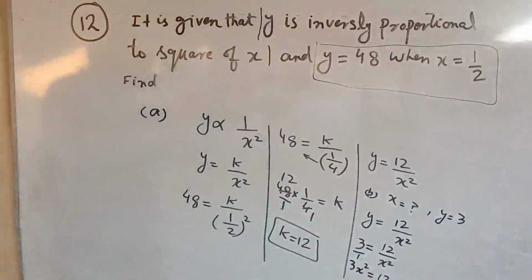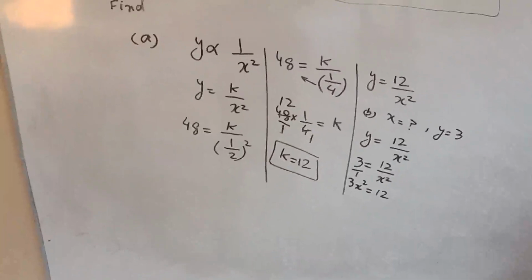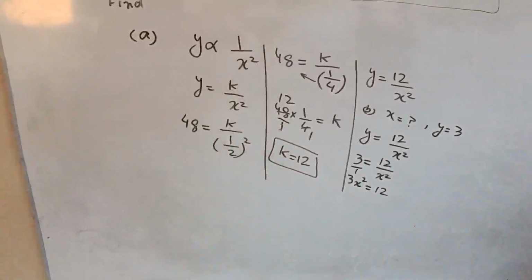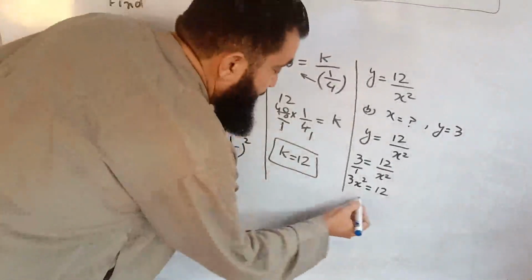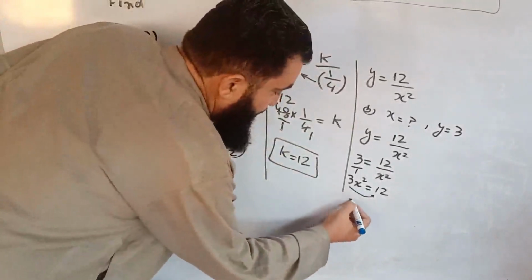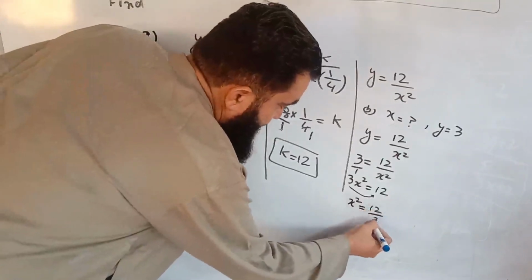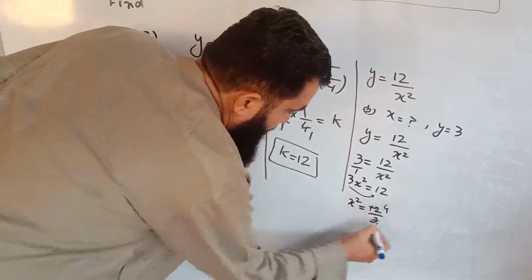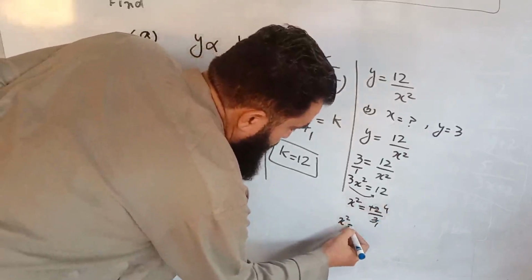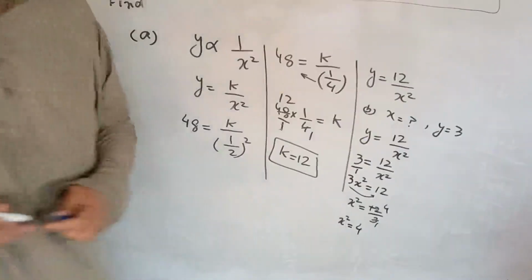Understand? If we cross multiply, this will become 3x square is equal to 12. Now, if we shift 3 here, this will become x square will be equal to 12 over 3. 3 1 the, 3 4 the. X square is equal to 4. We have to find x.